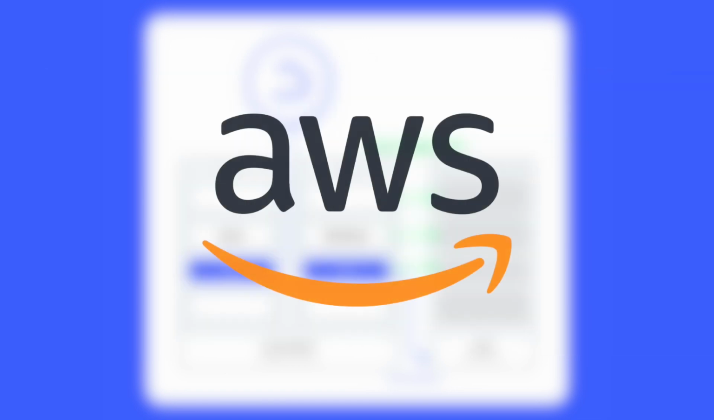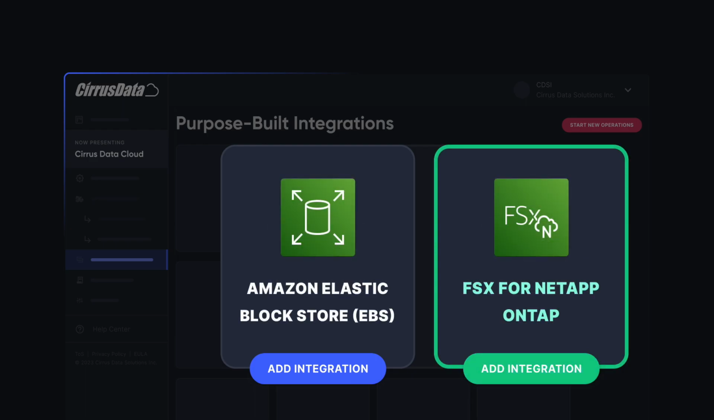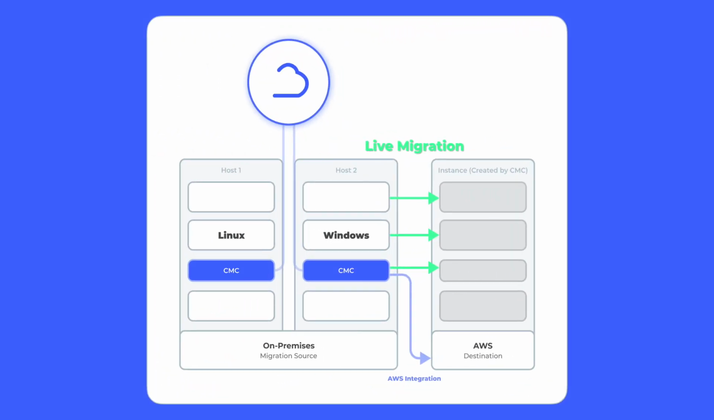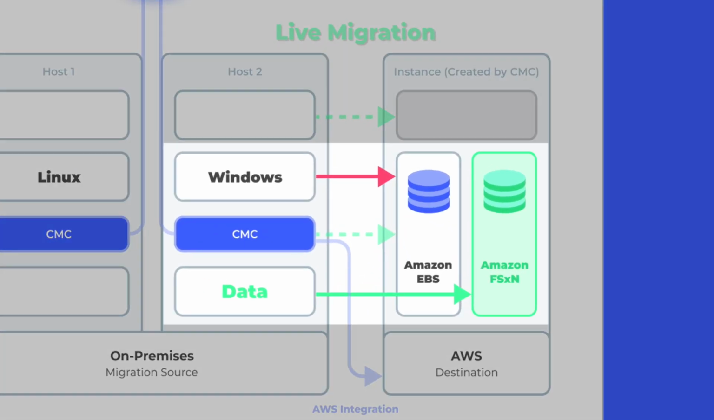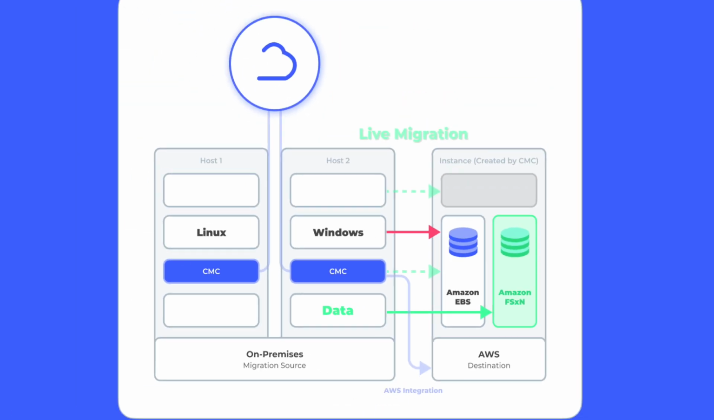We have further integrated with AWS to create purpose-built integrations with Amazon FSx for NetApp ONTAP. CMC can optionally migrate your data volumes directly to FSxN without having to first migrate to Elastic Block Store and perform a second migration to FSxN. In that case, CMC will also automatically perform all iSCSI and multi-path related host setup for you.